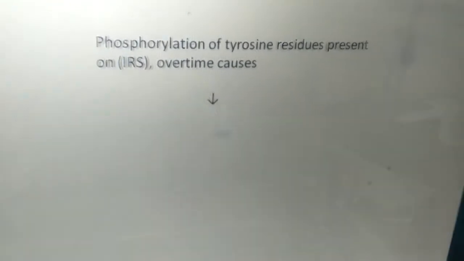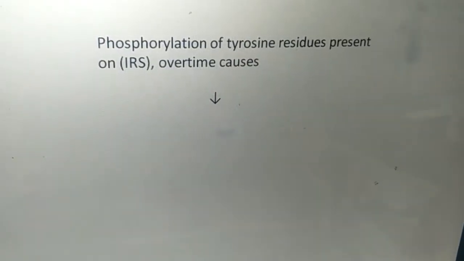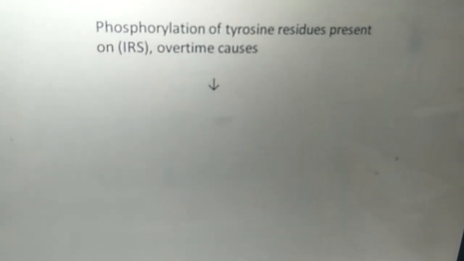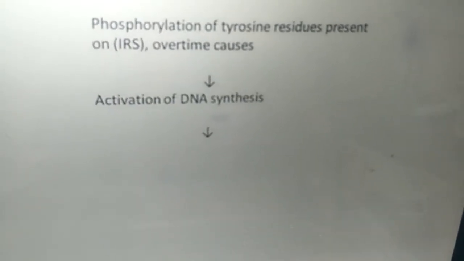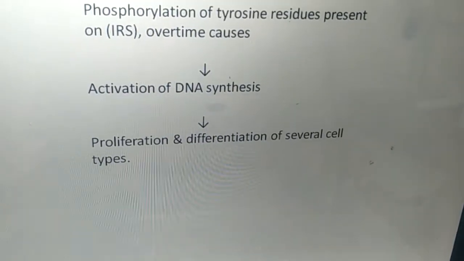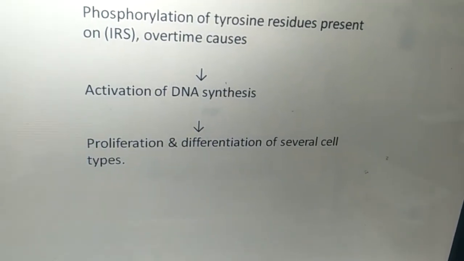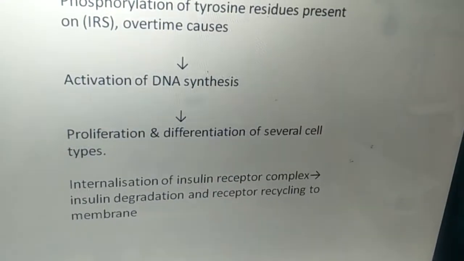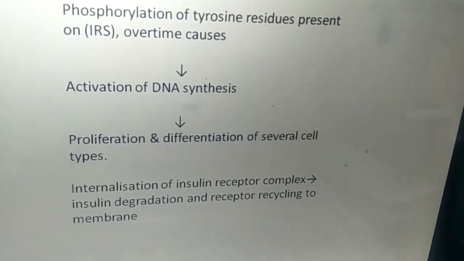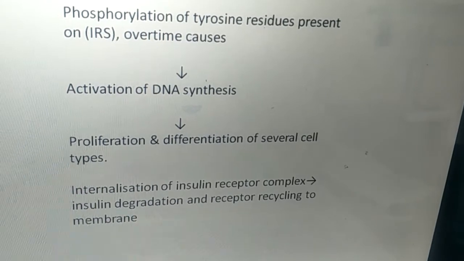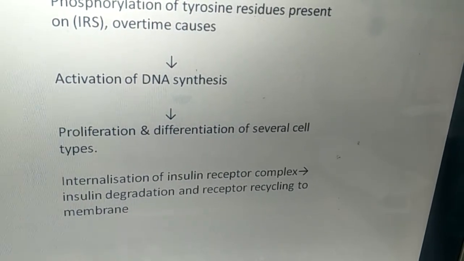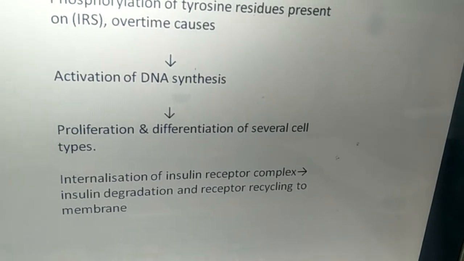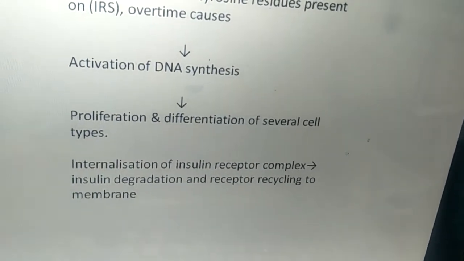Further, on a long-term basis, phosphorylation of tyrosine residues of IRS causes DNA synthesis activation, and there occurs proliferation and differentiation of several cell types. After exerting these actions, the insulin and the receptor complex is internalized into the cell. Insulin is degraded and the receptor is shifted back to the membrane for further action.